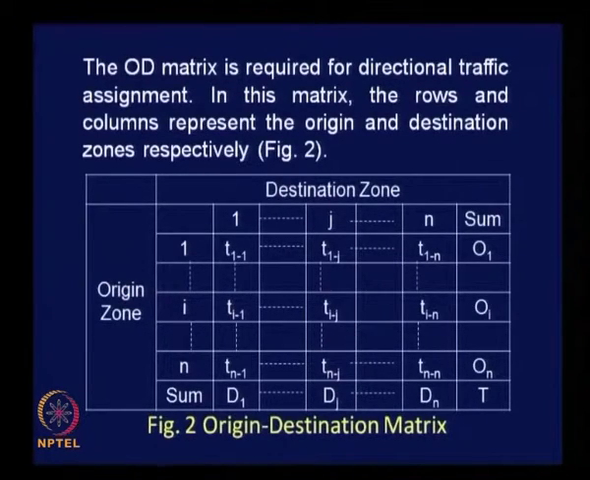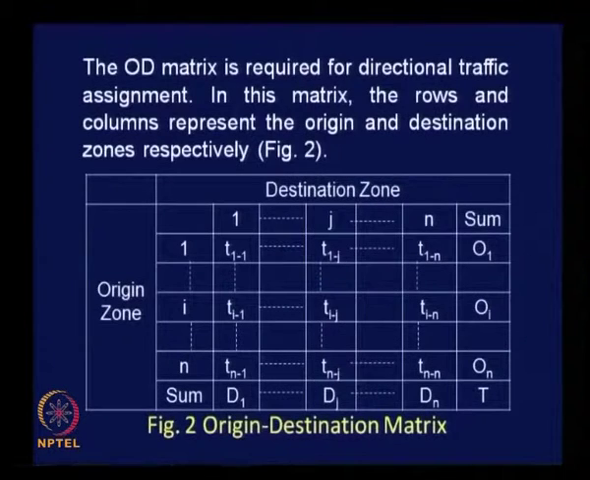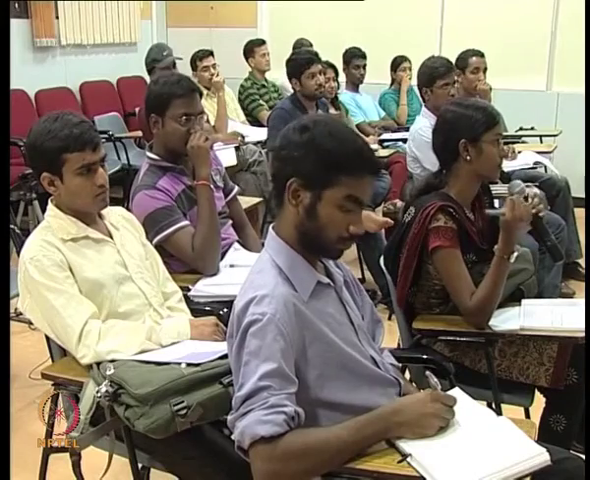Let us say you are adding T1-1, T1-2, T1-j, T1-n along this row, and it is indicated as O1. The row sum is indicated as O1. O1 means what? Total trips originating from the zone 1. Total number of trips originating from zone 1, that is it.